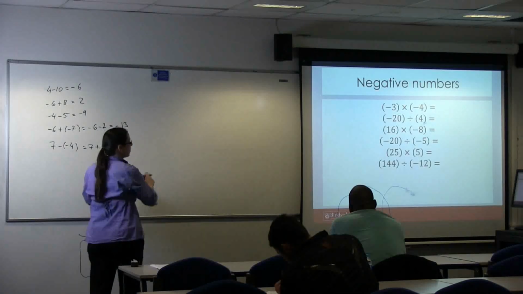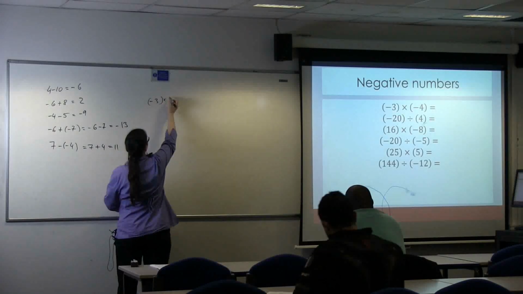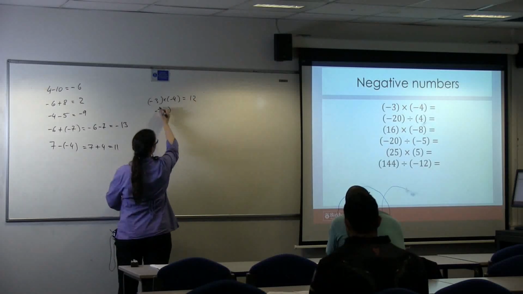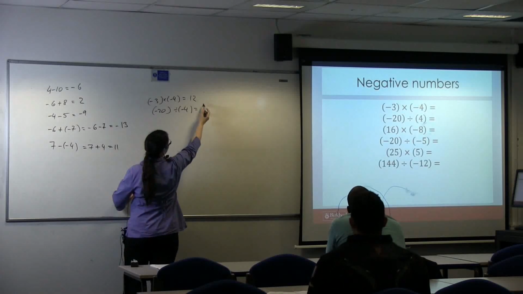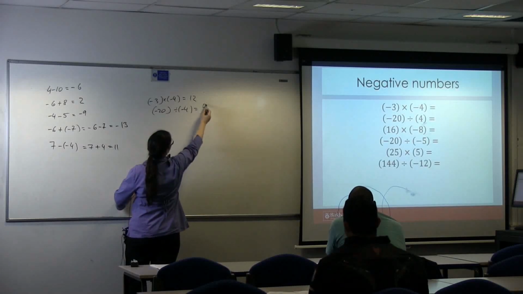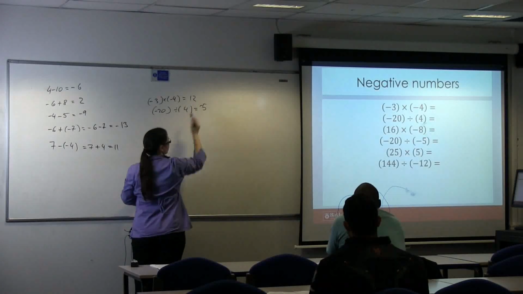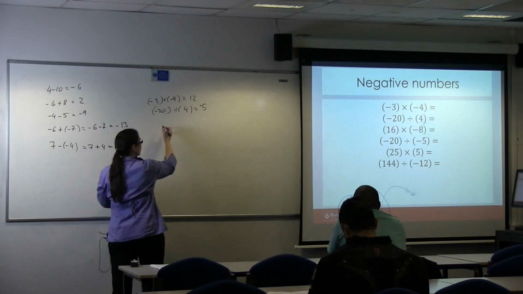So when I have got these examples, minus 3 times minus 4 gives me the positive 12. Minus 20 divided by the minus 4. Positive 5. Oh, there is no minus in there, sorry. Negative 5. I should be looking at the screen, not just making up examples as I go along.